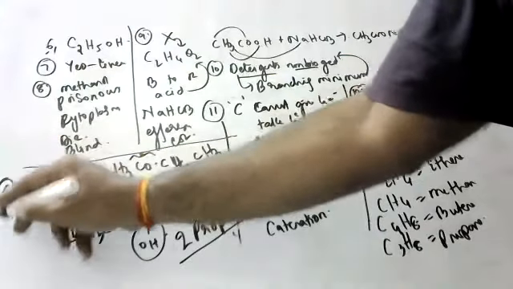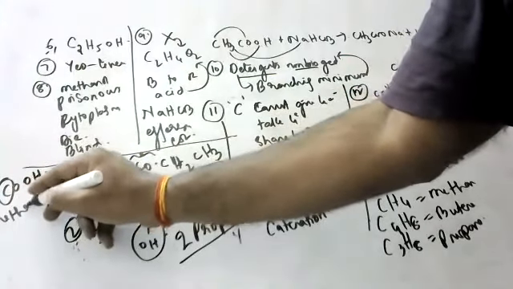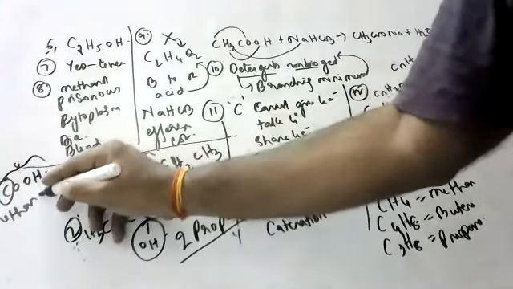Next, HCOOH. One carbon is there with COOH, so it is methanoic acid. Methanoic acid. Okay, children.